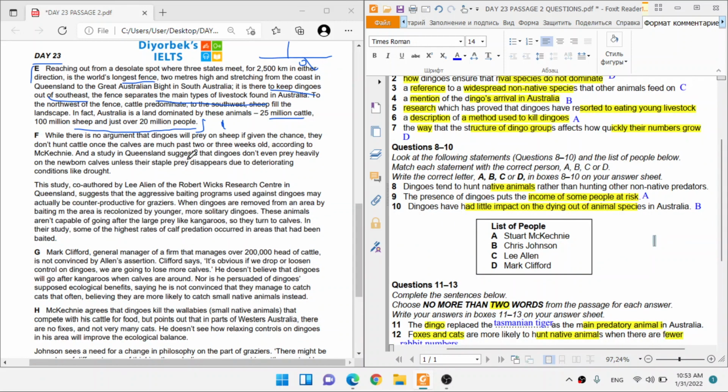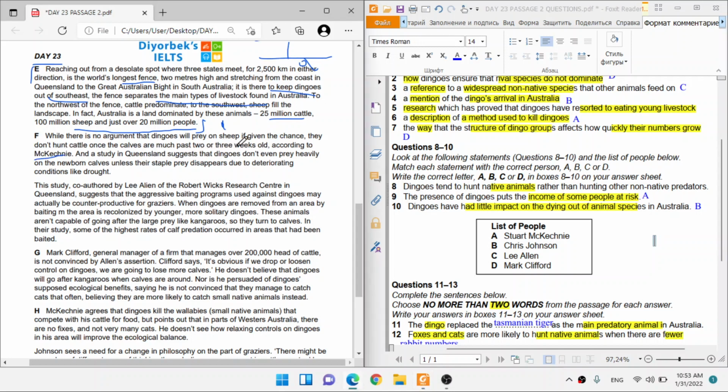While there is no argument that dingoes will prey on sheep if given the choice, they don't hunt cattle once the calves are much past 2 or 3 weeks old, according to McKinney. McKinney is saying that because sheep are smaller, they eat sheep, but once cattle are 2 or 3 weeks old, they cannot hunt them. A study in Queensland suggests that dingoes don't even prey heavily on newborn calves unless their staple prey disappears due to deteriorating conditions like drought.